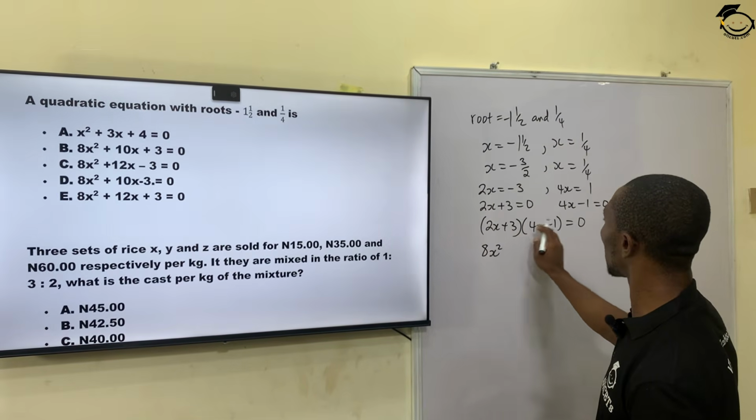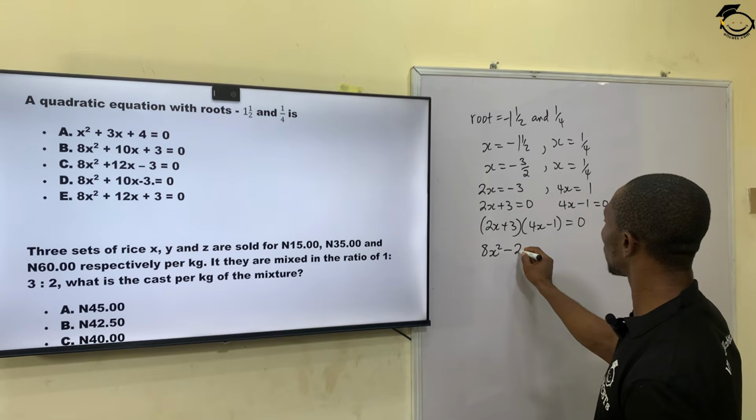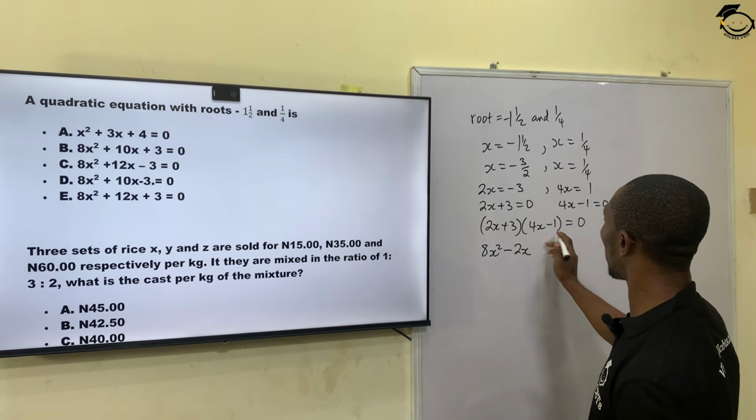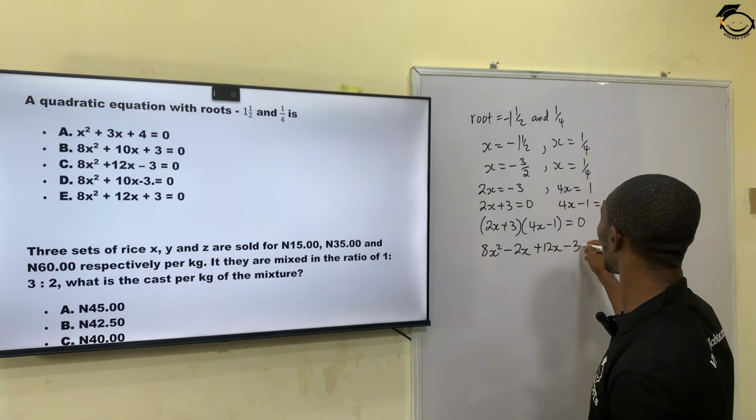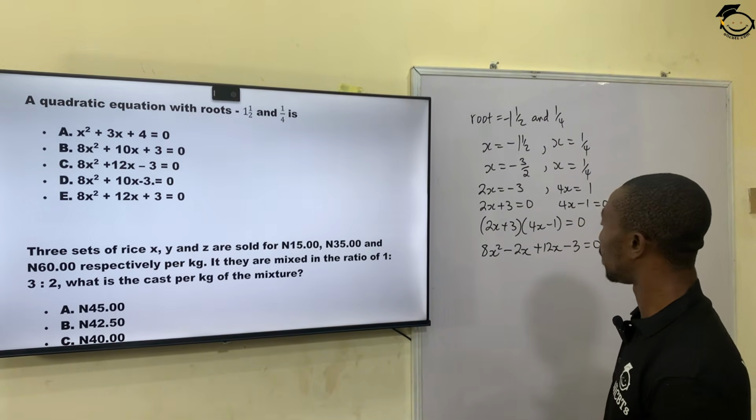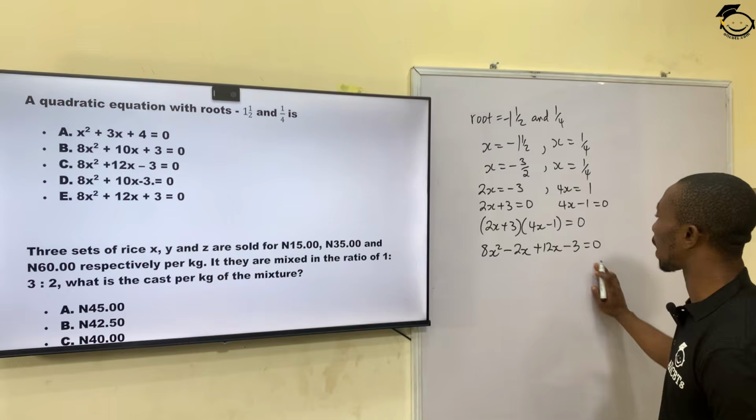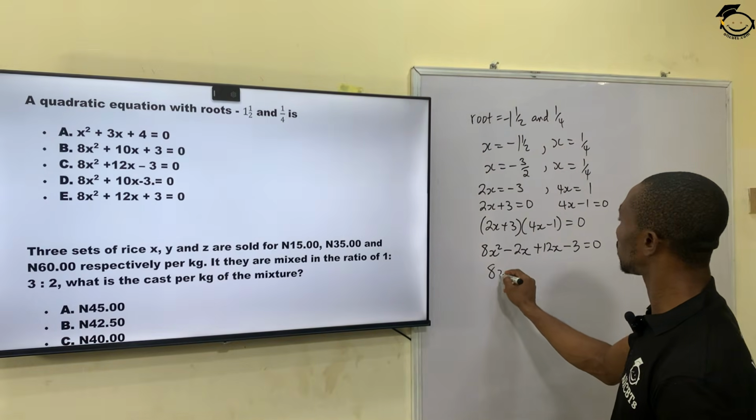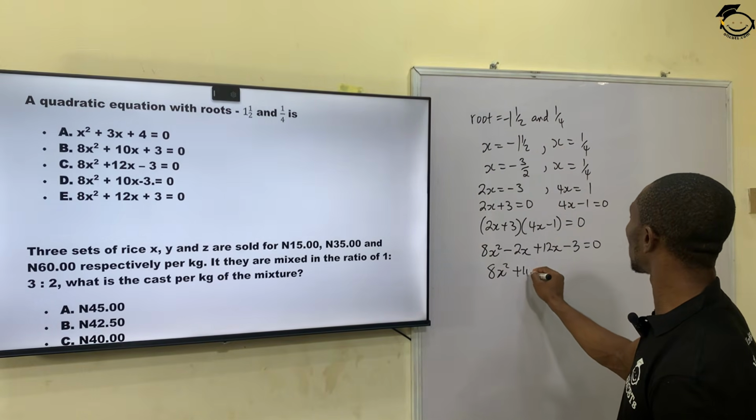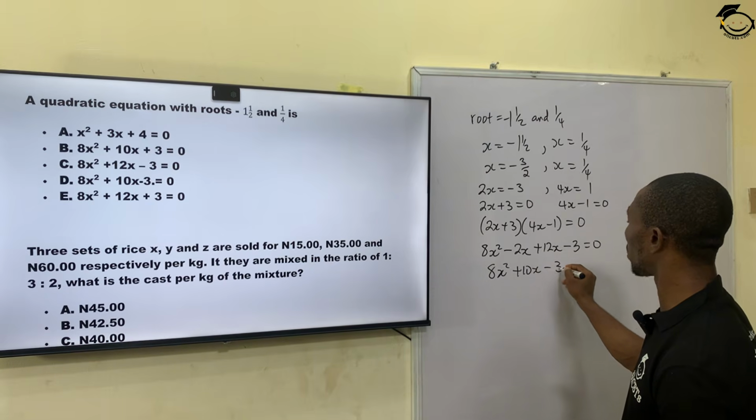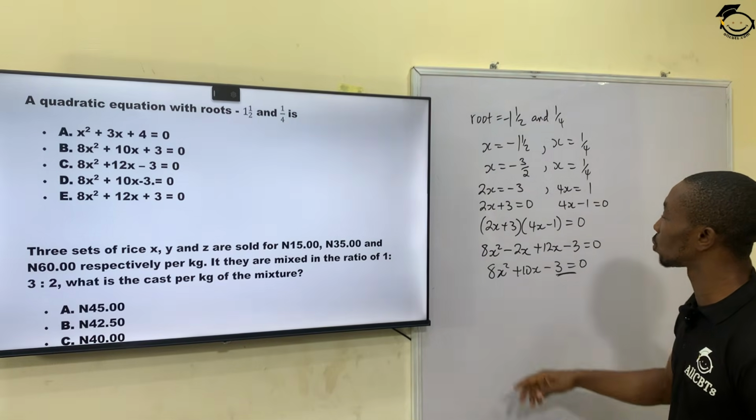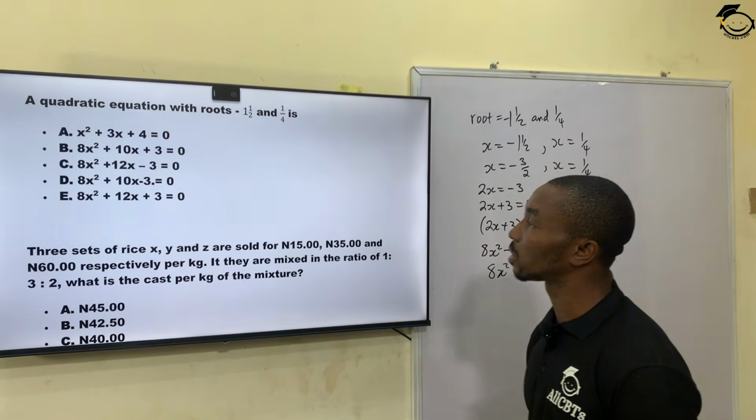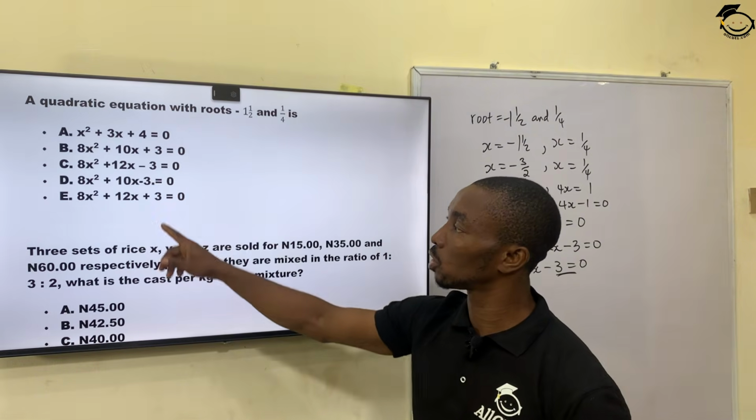2 times 2x times minus 1 will give us minus 2x. 3 times 4x will give us plus 12x. And 3 times 1 minus 1 will give us minus 3 equals 0. Now, at this point, we collect like terms, which will give us 8x squared plus 10x minus 3 equals 0. So the equation that gave rise to this root will be 8x squared plus 10x minus 3, which is option D.